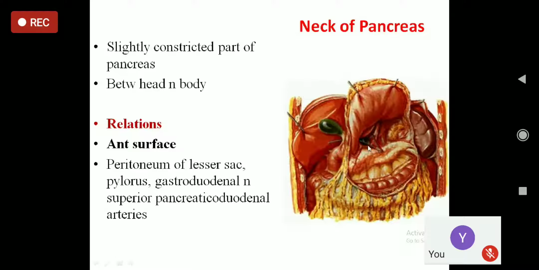So this is the neck of the pancreas, and these structures are in the anterior relation, the anterior surface of the neck. So the peritoneum of the lesser sac, which is present in the lesser curvature of the stomach, the pylorus of the stomach, the gastroduodenal and the pancreaticoduodenal arteries. So they are on the anterior surface of the neck. So this is the neck of the pancreas.